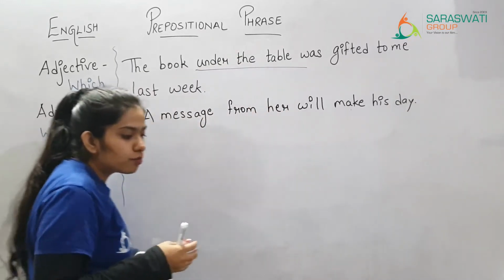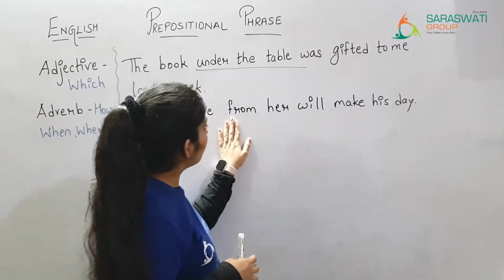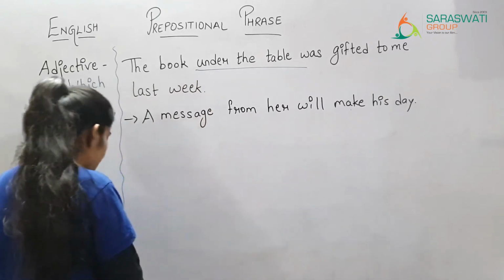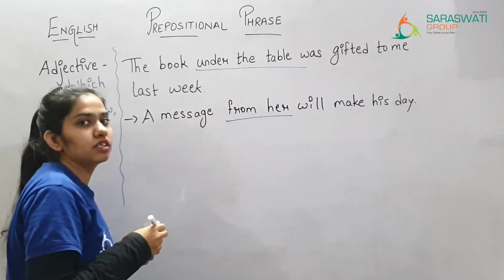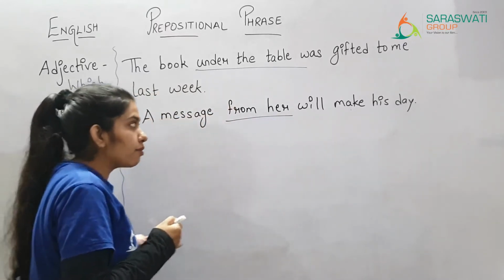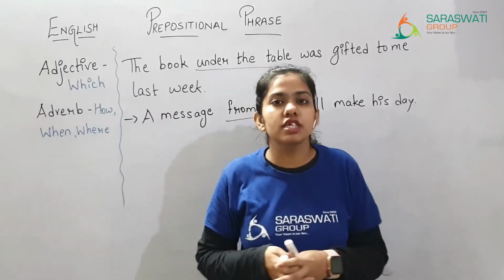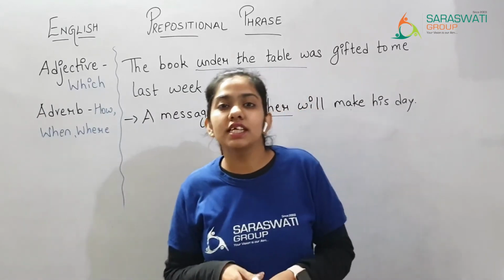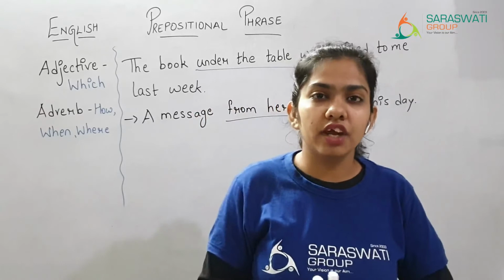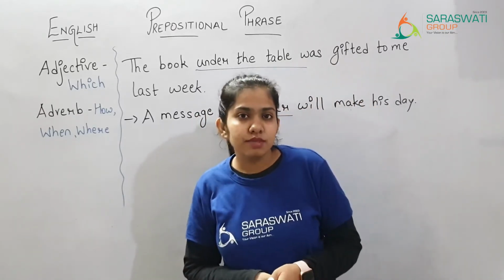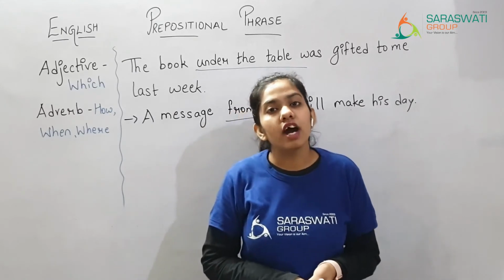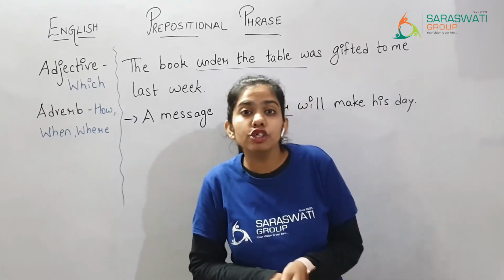A message from whom? From her. From is a preposition and her is the object. There is no modifier in between this. So it is not compulsory that each and every time there will be some modifier which changes the object. Sometimes it happens that the modifiers are not used at all.